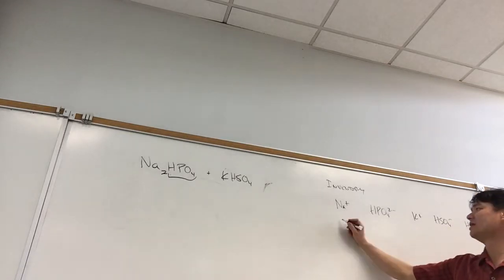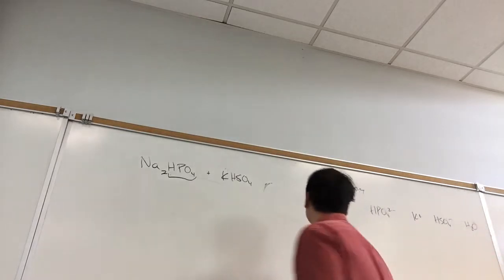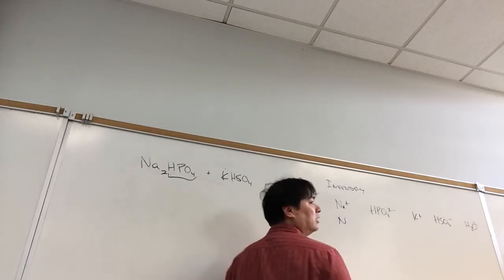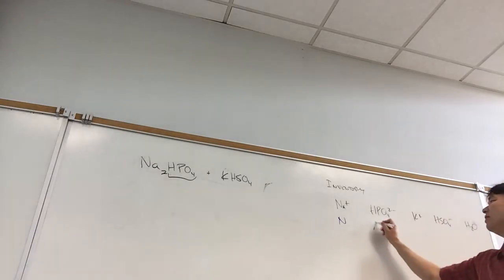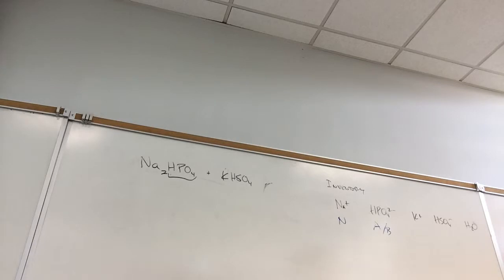Sodium ions, we said before, are neutral. What about hydrogen phosphate? Yeah, this is both acid and base. You can look on the acids chart there. The left column's the acid, the right column's the base. It occurs on both sides of that chart.